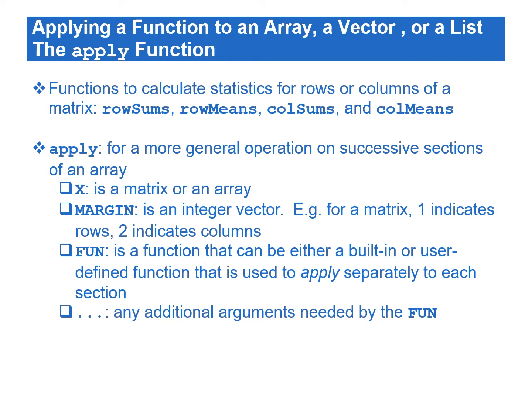The second argument, MARGIN, is used to specify the calculation that needs to be performed on rows or columns. 1 refers to row, 2 refers to column. The third argument is a function name that can be either a built-in function or a user-defined function. This is the function for performing the calculation for each section of X. For example, if we provide 1 for the margin argument, the calculation is performed at each row. The last argument is a special argument. If we have additional arguments that need to be passed to the function, we can place them at the end.